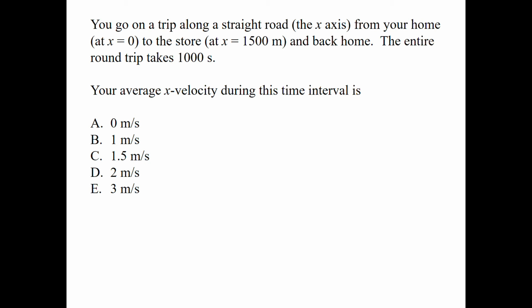If you understand the definition of average x velocity, the answer is easy to compute, because average x velocity is just displacement divided by time. In this case, you started at x equals 0 and ended back at x equals 0. So your displacement is 0, and therefore 0 divided by 1,000 seconds is 0 meters per second. It sounds a little strange, like we're not getting our money's worth here. I did a lot of effort, but my average x velocity is 0 meters per second.